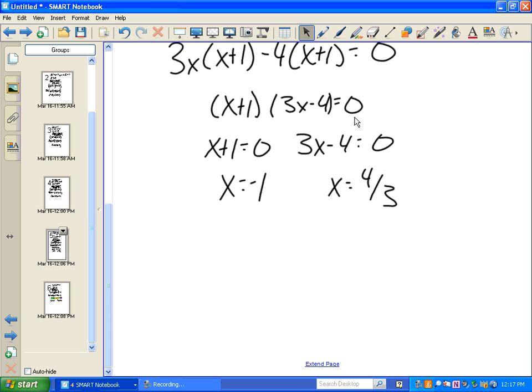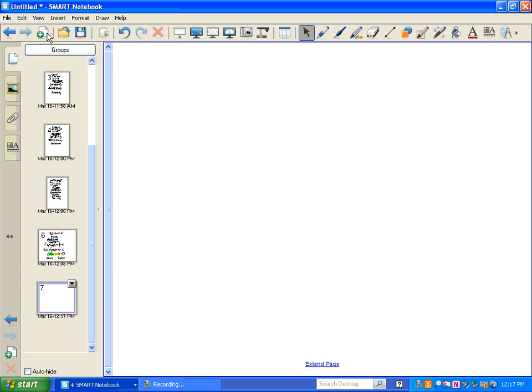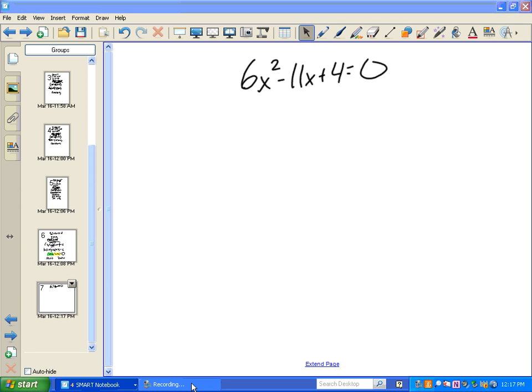Okay, right now, I would like you to do number 45. Set that problem equal to 0 and solve for x, please. I'll put it up here on the board. Solve for x in that problem.